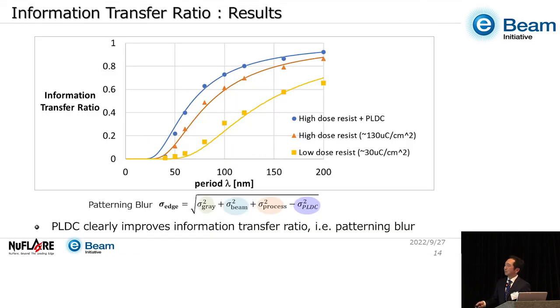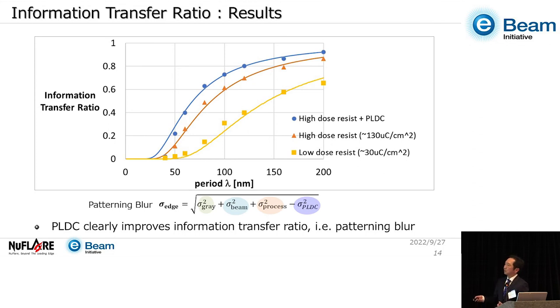This is the result. The horizontal axis is the period of the sine wave, and the vertical axis is the image transfer ratio, or amplitude preservation ratio, from design to actual. This curve is a theoretical curve, or a fitting of the experimental data, using this H-blur assumption. H-blur is a combination of quantization blur, which we name sigma gray, beam blur resolution, and process blur. And we add PLDC as a negative factor to make it smaller.